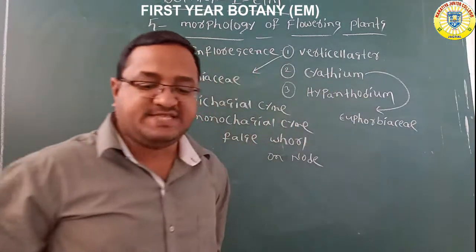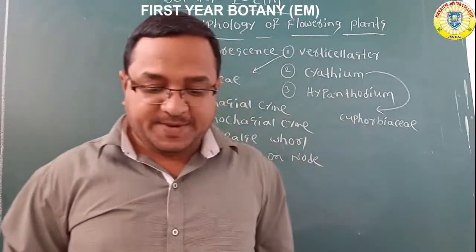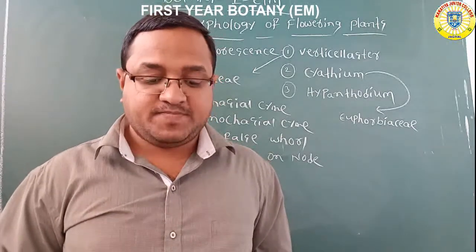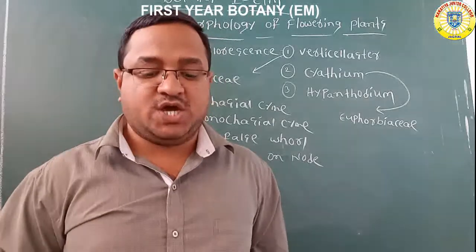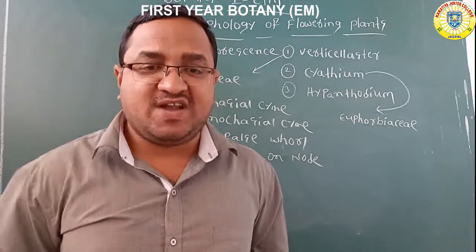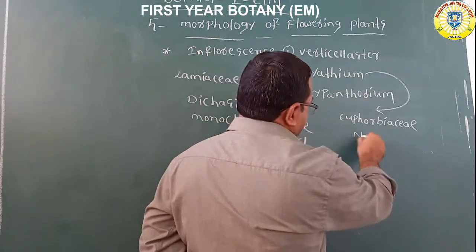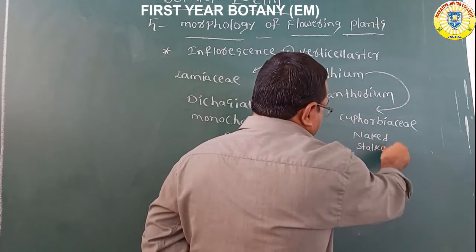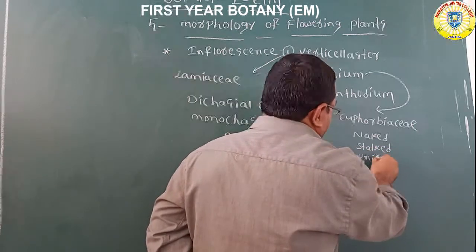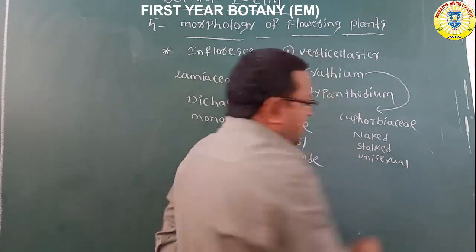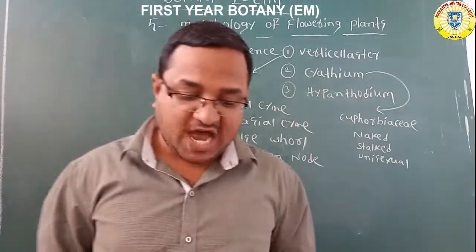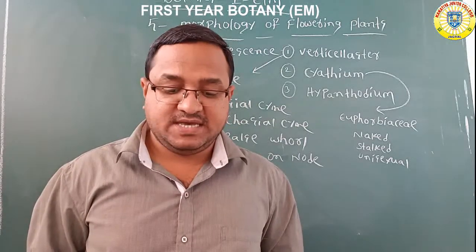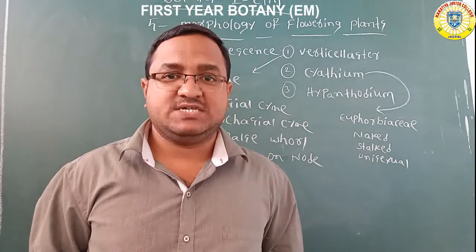Especially in the Euphorbiaceae family, you can see this type of inflorescence. That is the cyathium inflorescence. In this inflorescence, many naked, stalked, unisexual flowers are arranged in a cup-like structure.